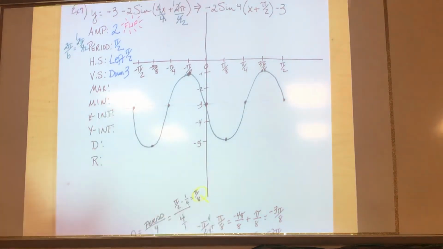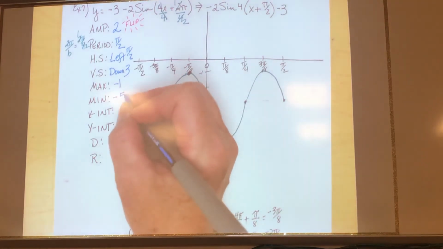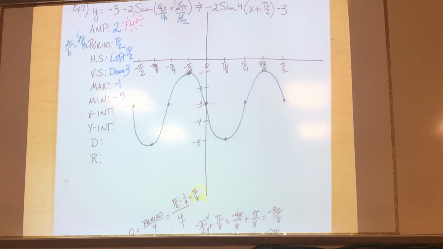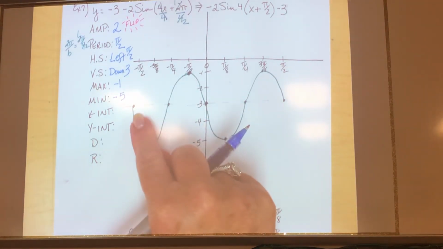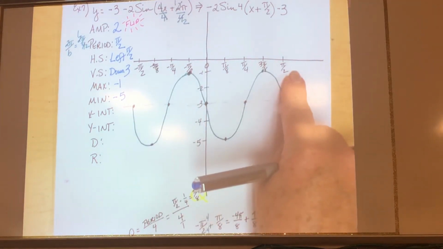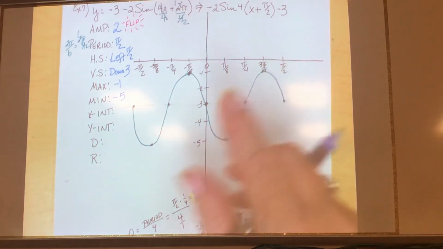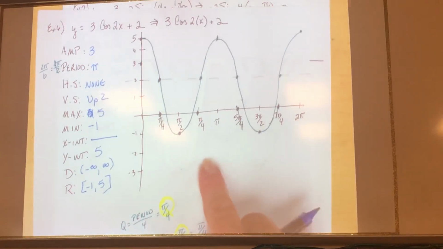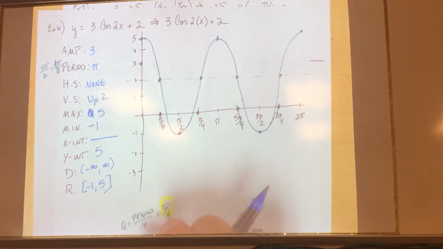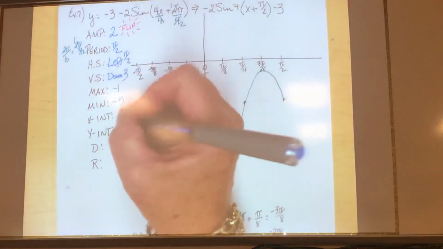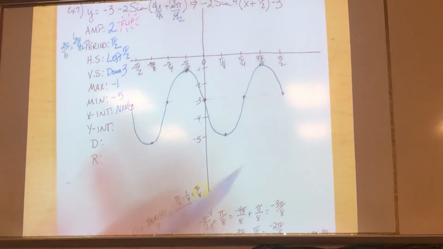What's the maximum? -1. What's the minimum? -5. What's my x-intercept? None. Do I draw a line for the x-intercepts? No. People, there are no x-intercepts. You can't find them because there aren't any. Do you see the difference between that and this? In these, there are some, but you would have to find them algebraically or on a calculator. So for this one you would put none. What about my y-intercept?